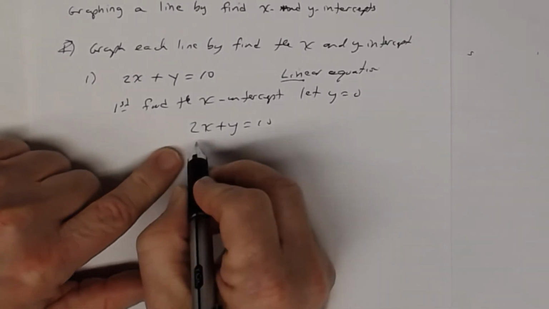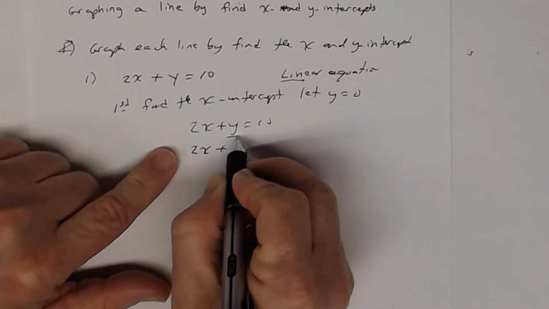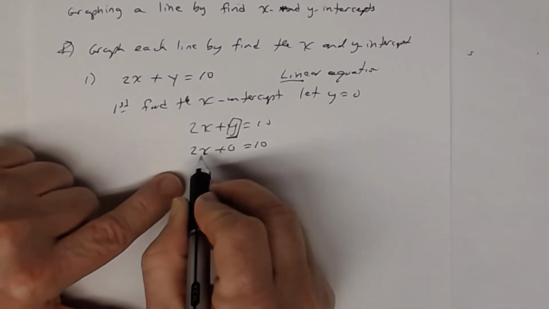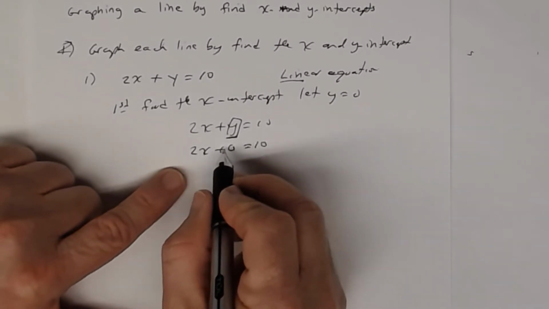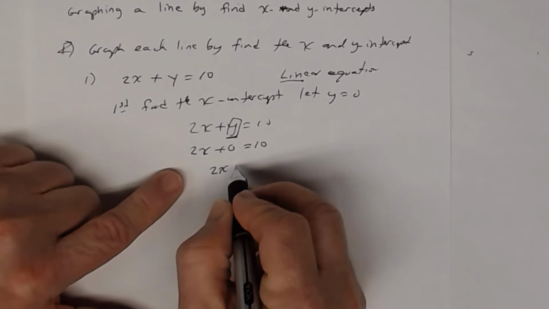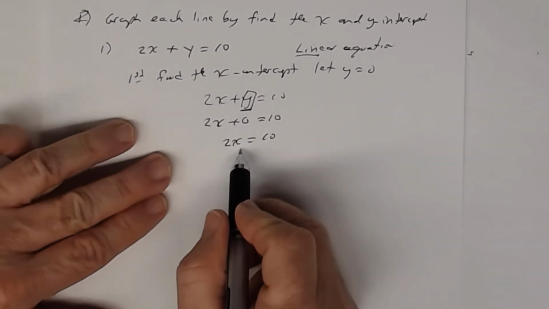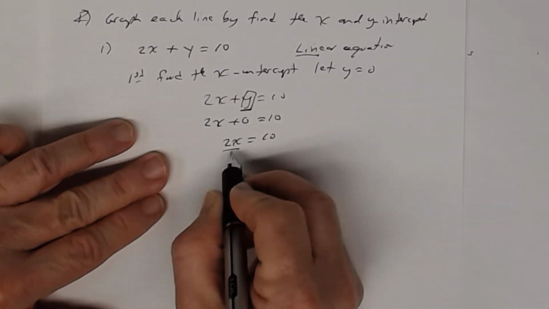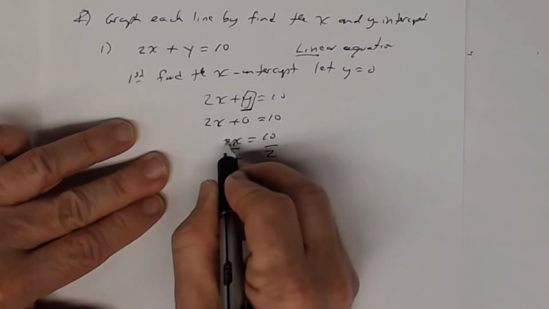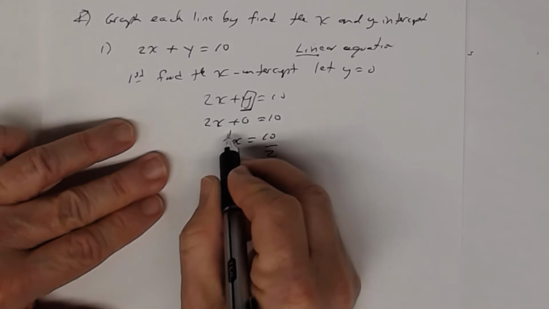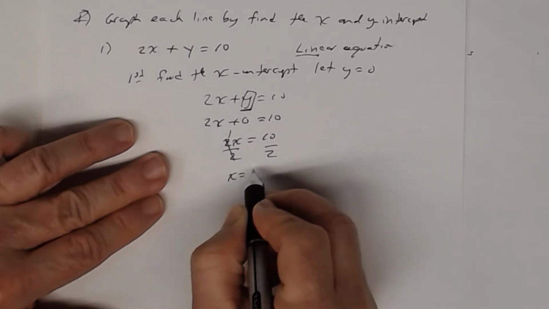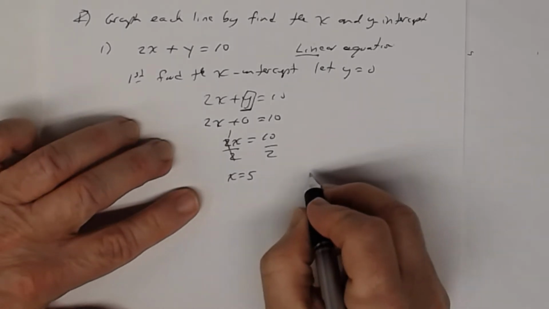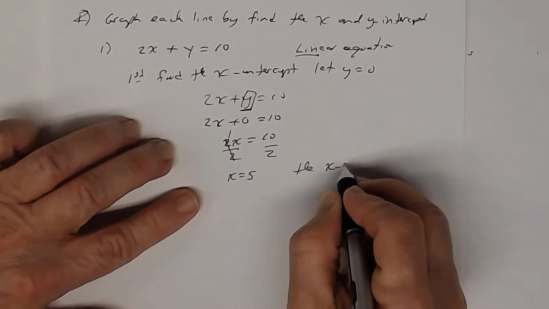So here's what we have: 2x plus y equal 10. Remember, y is 0. Then combine like terms: 2x plus 0 is 2x equal 10. To get x by itself, right now I'm multiplying x by 2, so I'm going to divide both sides by 2 and then simplify. 2 divided by 2 is 1, 1 times x is x, and I get x to be 10 divided by 2, which is 5. That is your x-intercept.